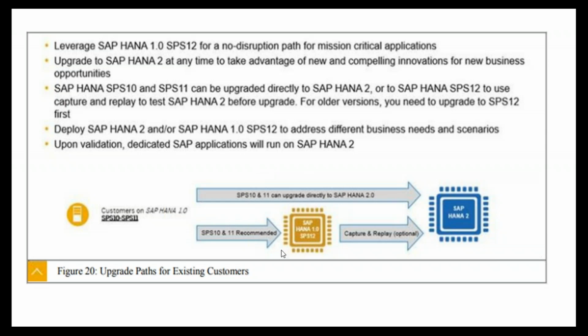So ultimately, in simple words, there are a lot of advantages because of which we are going from Service Pack 11, 12 of HANA 1.0 to HANA 2.0. In this, Service Pack 10 and 11 can upgrade directly to HANA 2.0. For Service Pack 10 and 11, the recommended SAP HANA 1.0 options are capture and replay. So with all these things we have the HANA 2.0 application.